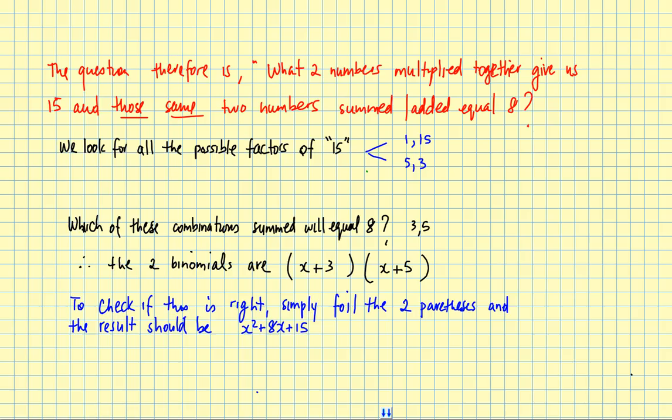All right, let's try another one. And again, there are explanations here. So the question is, what two numbers multiplied together give us 15, and those same two numbers summed up or added together equal 8?